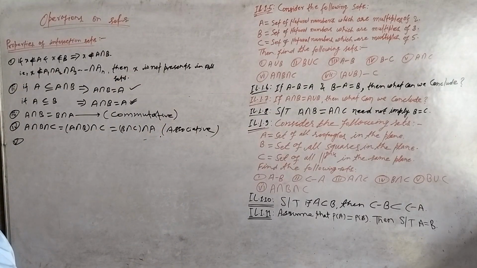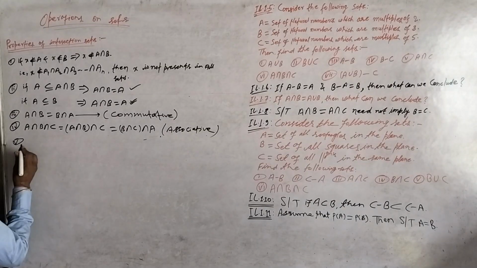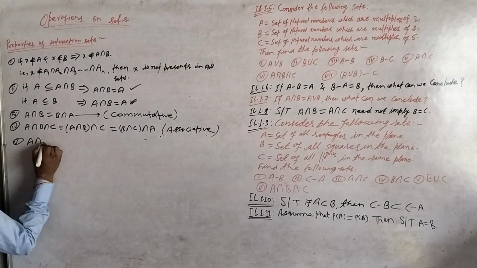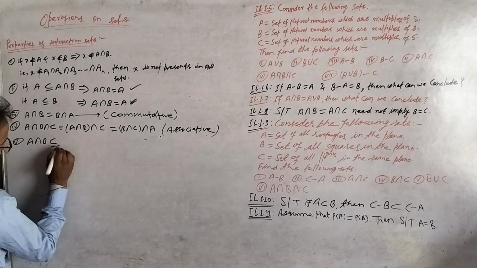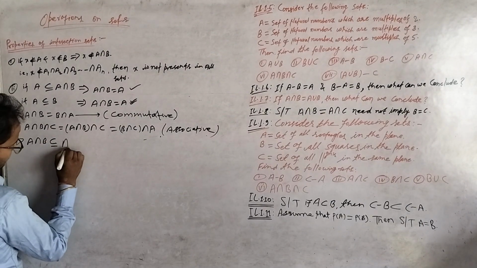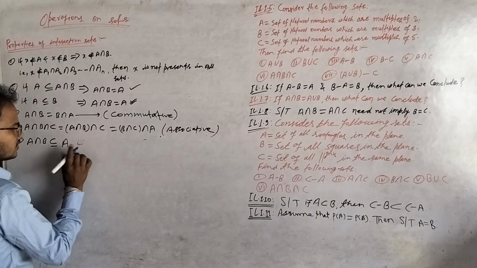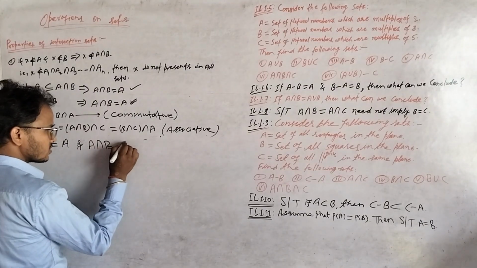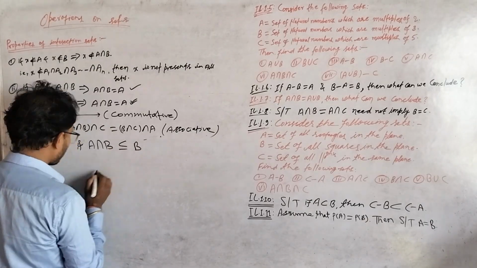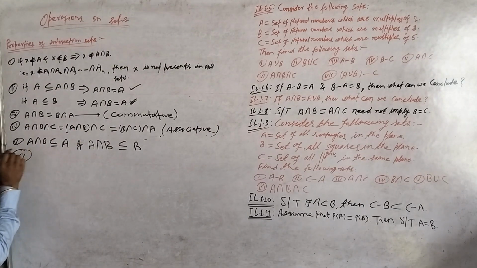And the fifth property is given: A intersection B is a subset of A, and A intersection B is also a subset of B. And the sixth property is union, that means De Morgan's law.